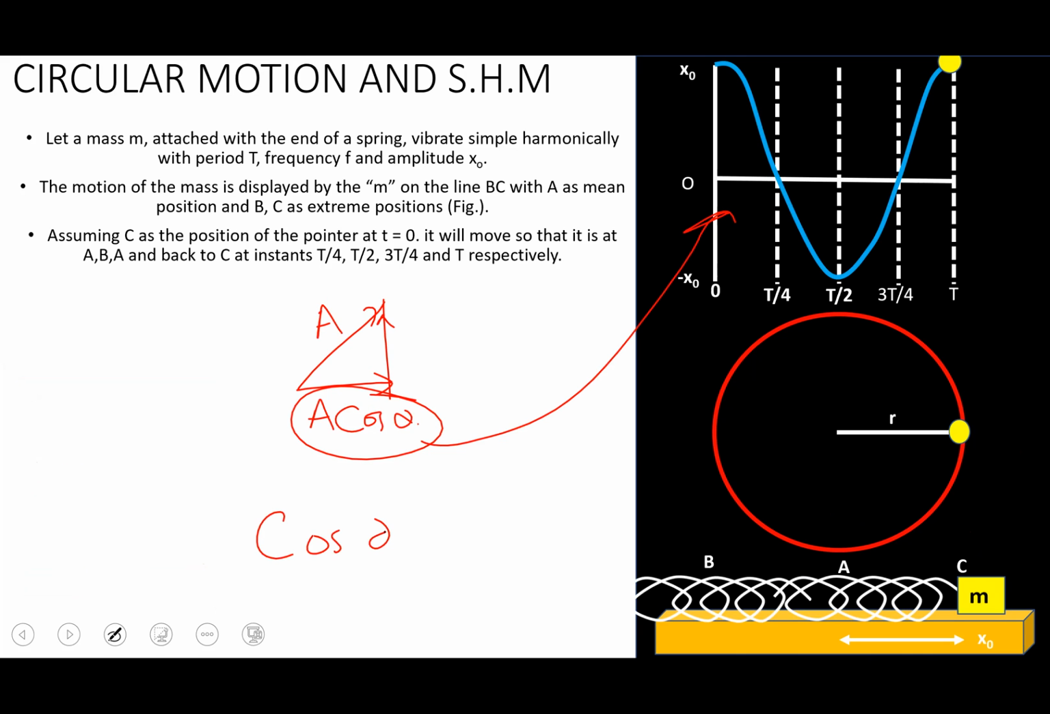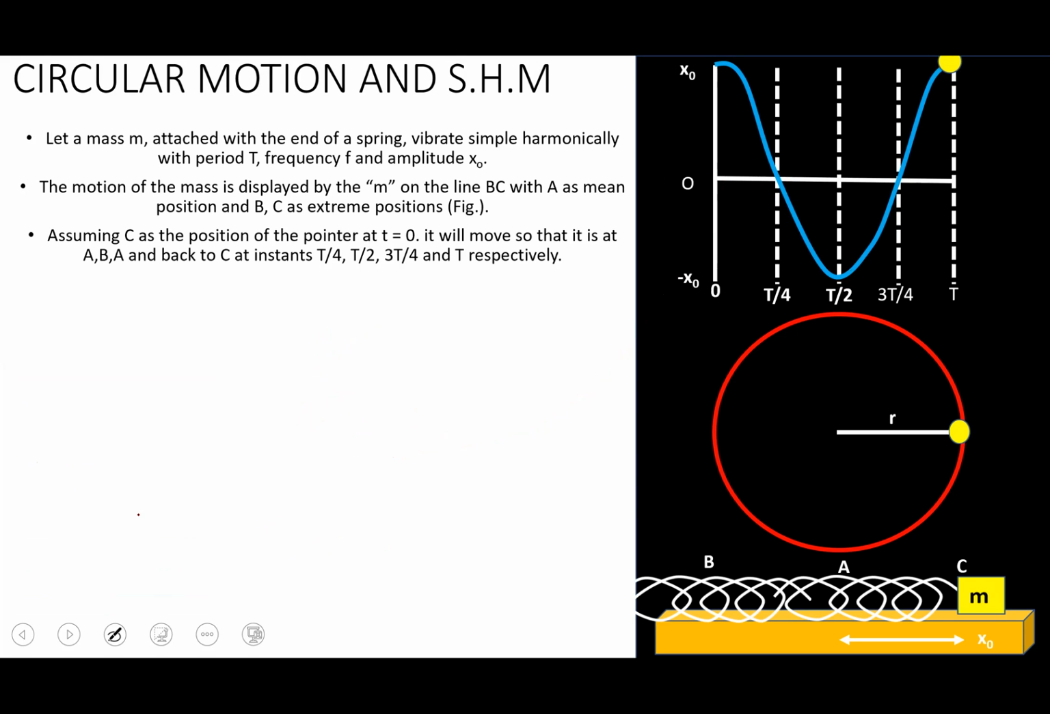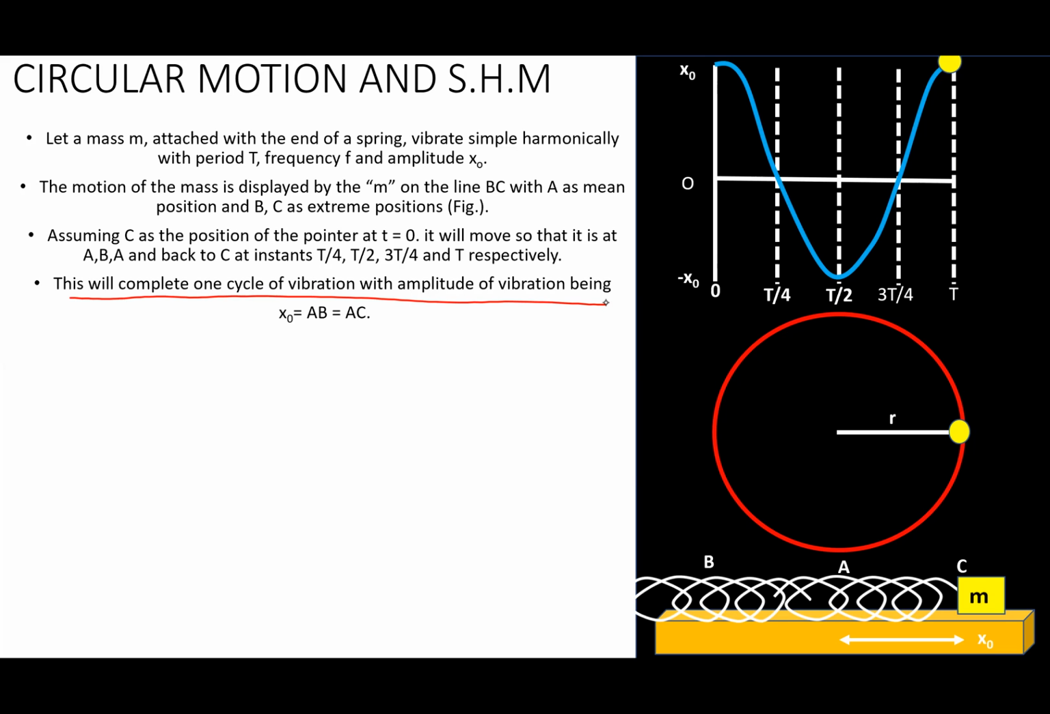That means cos at angle 0, theta equal to 0, is equal to 1, or maximum. Then cos at 90 is equal to 0. At cos 180, it is equal to minus 1, that means in negative. Then cos 270 is going to be 0, and cos 360 is again the maximum part. So this graph is basically representing the cos theta of the motion. This will complete one cycle of the vibration. As you can see, one vibration is completed in this case, or one wavelength you can say.